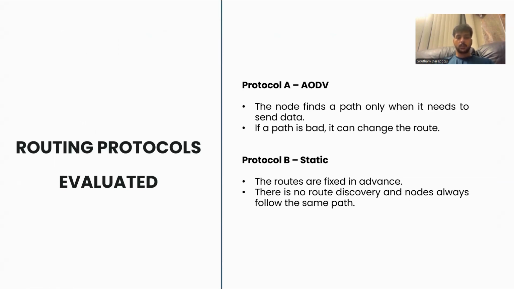In the next slide, we evaluated two routing protocols on this topology. Protocol A is AODV, which finds routes only when we need them and can change them if the path becomes bad. And the second one is static routing, where the routes are fixed in advance and nodes always follow the same path. This lets us compare a dynamic and a static approach under the same network conditions. Next, my friend is going to continue.